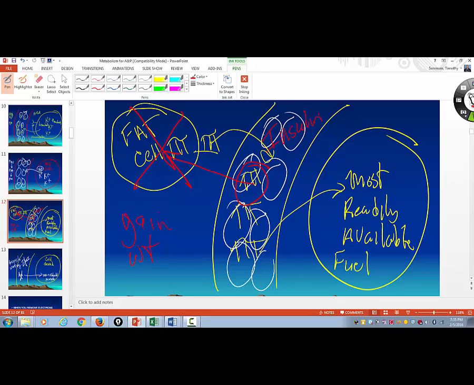So those are the signs and symptoms of hyperglycemia, high blood sugar.